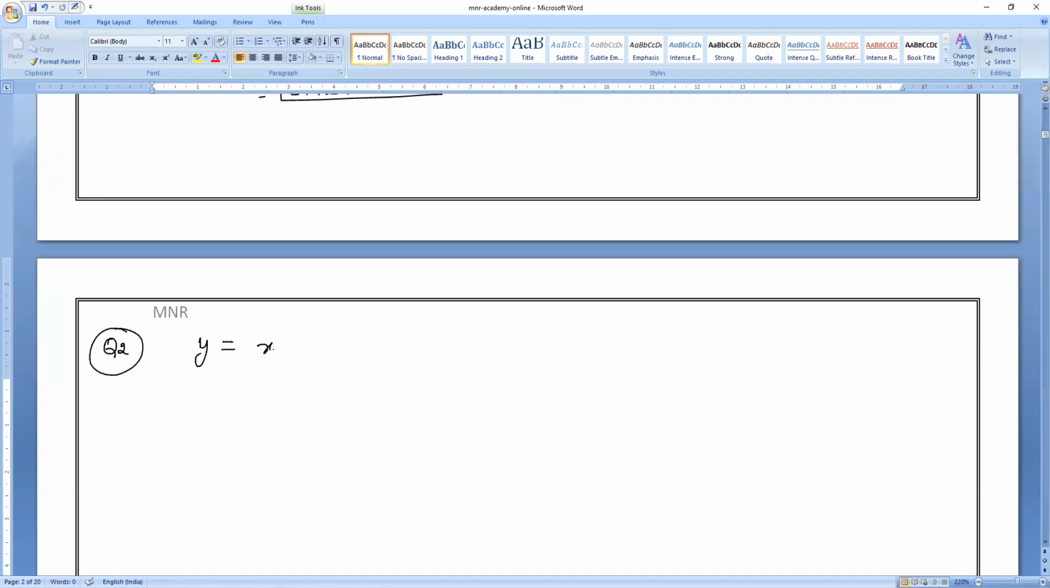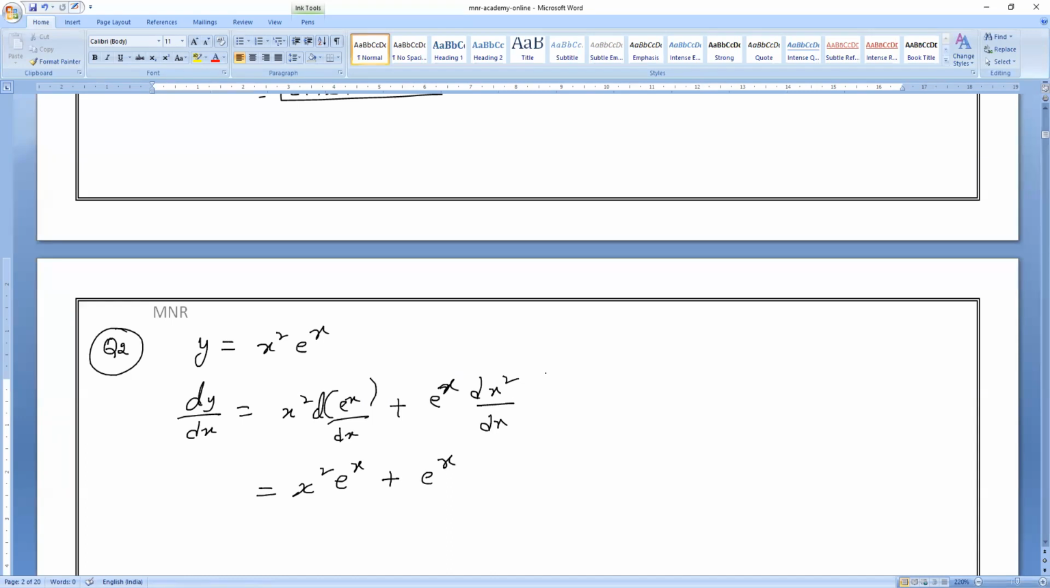Question number 2. y is equals to x square e power x. So tell me, same way differentiation. dy by dx is equals to, firstly, x square into d of e power x divided by dx, plus next, e power x into d of x square divided by dx. So x square into e power x differentiation is e power x only, plus e power x into differentiation of x square, which is 2x. So the answer is x square e power x plus 2x e power x. Yes or no, guys?